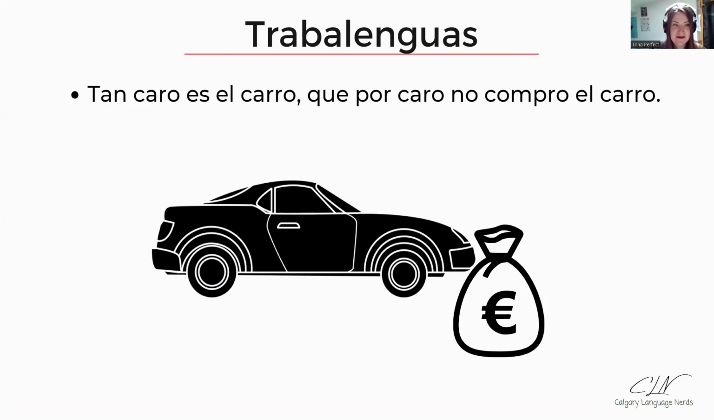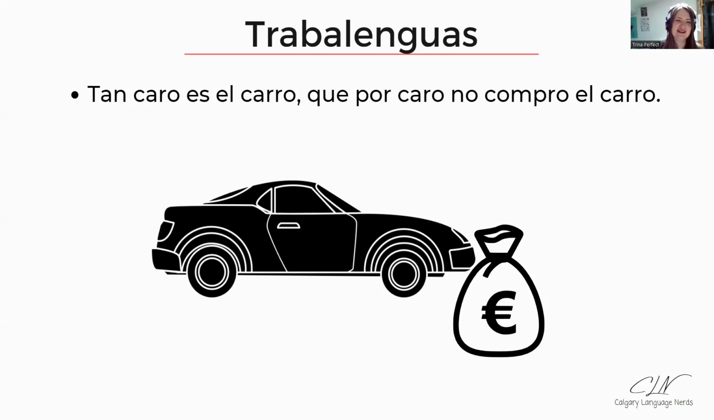Okay, let's give it a go, shall we? Venga. Tan caro es el carro que por caro no compro el carro. Tan caro es el carro que por caro no compro el carro. Okay, have fun with it. Don't forget to have fun with it, laugh about it, and try your best to focus here on the way you pronounce the R's, on the way you pronounce here K, take care of all the C's here that are going to be K's, all of that. Vale, tan caro es el carro que por caro no compro el carro.